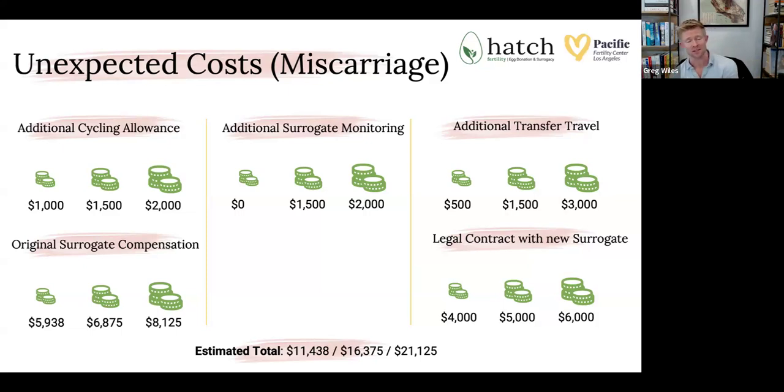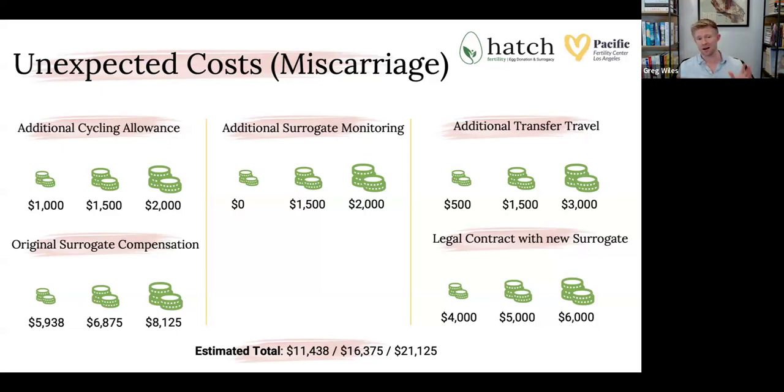If you have to switch surrogates, you will have to screen a new surrogate, which includes additional travel, but you're also going to incur additional legal expenses. You have to sign a whole new contract with a whole new surrogate. Some agencies will charge a rematch fee. Very carefully ask your agency, do you charge a rematch fee or not? Because if they do, you'll have to incur an additional fee to the agency. We don't, but some places do. So make sure you ask that very carefully, because those things do happen.